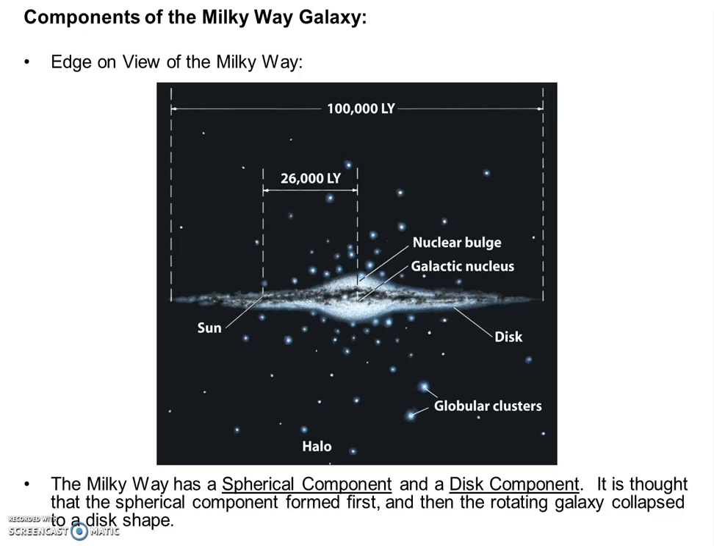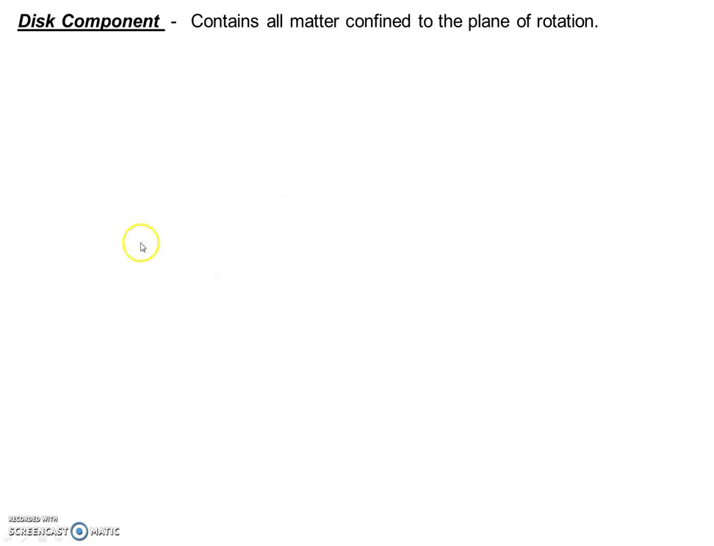It was once thought that the spherical component formed first and then the rotating galaxy collapsed to a disk shape, because the spherical component tends to be older and the disk component tends to be made of younger material. But galactic evolution is still a very poorly understood thing, and ideas about it are changing all the time. Okay, so the disk component contains all the matter confined to the plane of rotation.